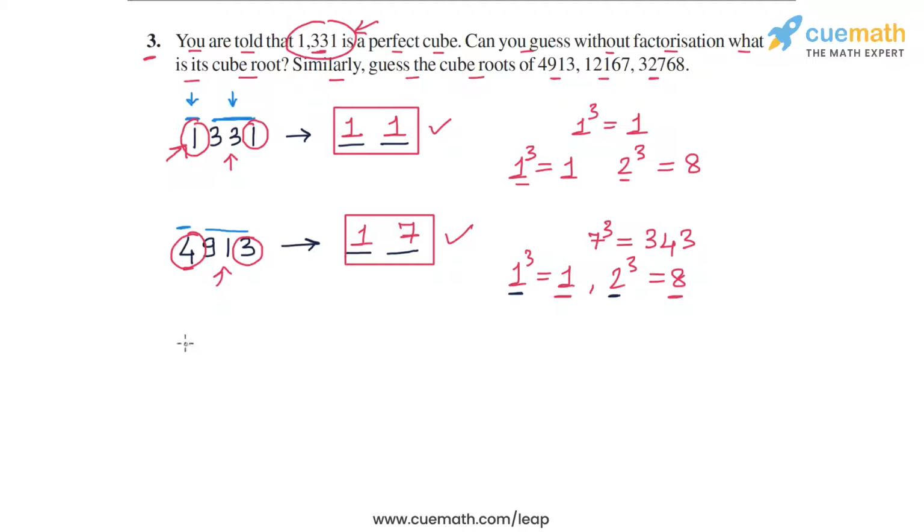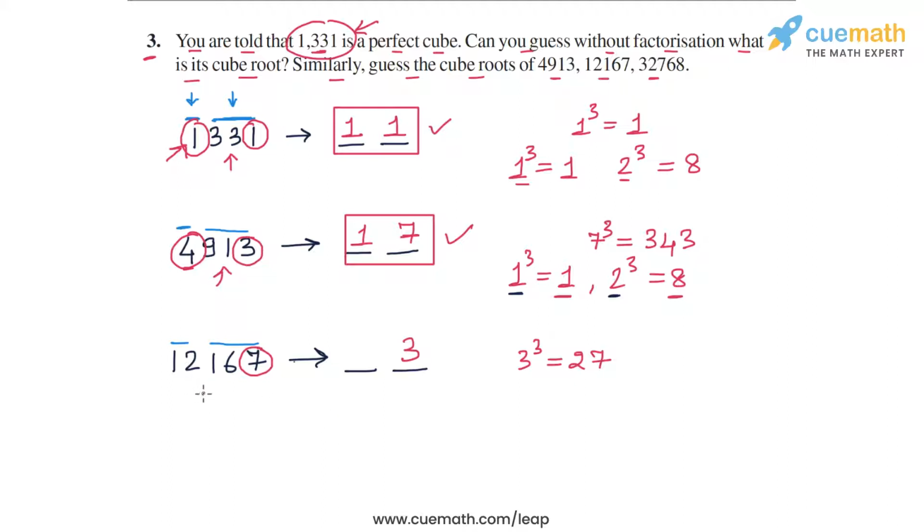Now let's go to the third number, which is 12,167. Once again, let's make groups of 3 digits. We get 167 and 12. In the cube root, we will have 2 digits. To figure out the units digit, think of that digit whose cube ends in 7. The only such digit is 3, because 3 cube is equal to 27. So in the units digit of the cube root, we will have 3.